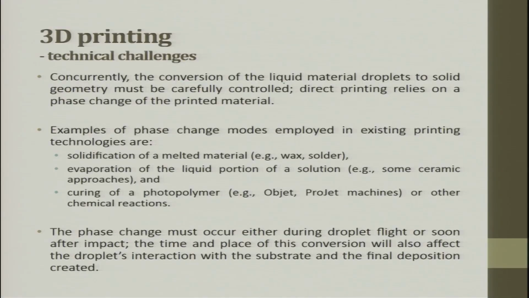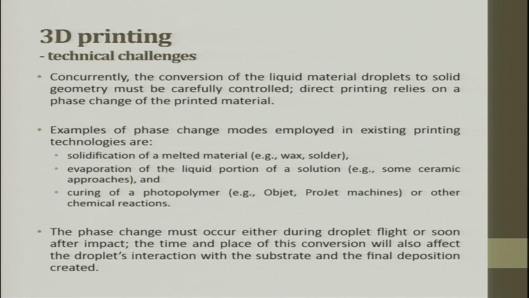Concurrently, the conversion of a liquid material droplet to a solid geometry must be carefully controlled. Direct printing relies on a phase change of the printed material. Examples of phase change modes employed in existing printing technologies are solidification of a melted material. For example, they would like to drop wax and go, they would like to drop solder paste and go. So, solidification happens. Then, evaporation of the liquid portion of a solution.